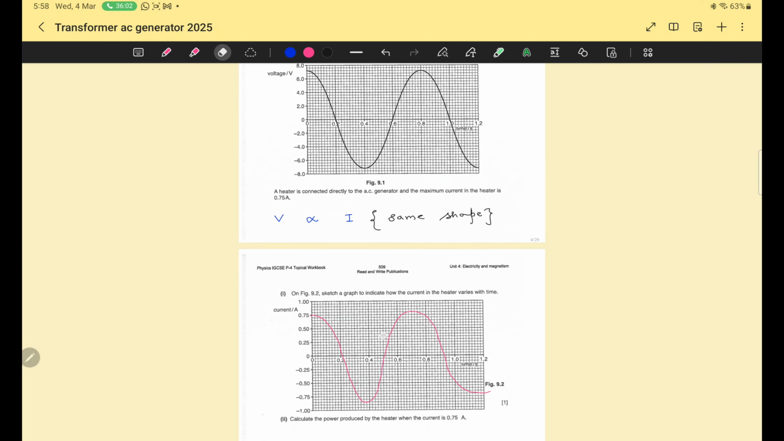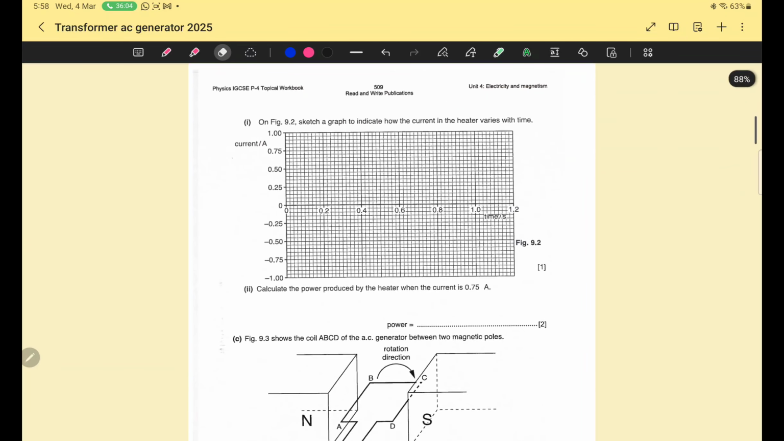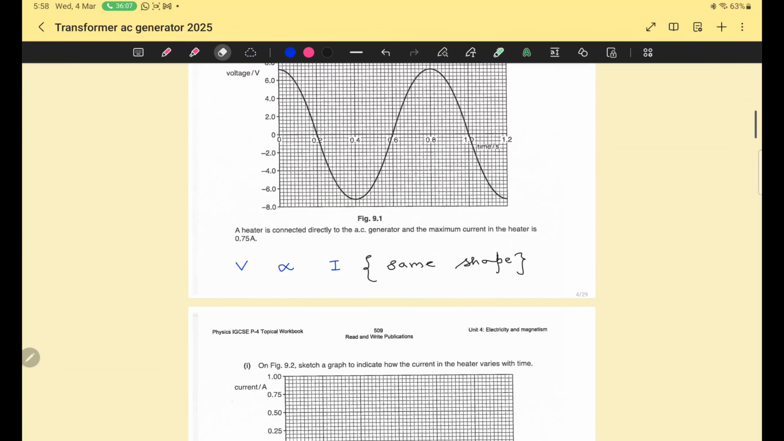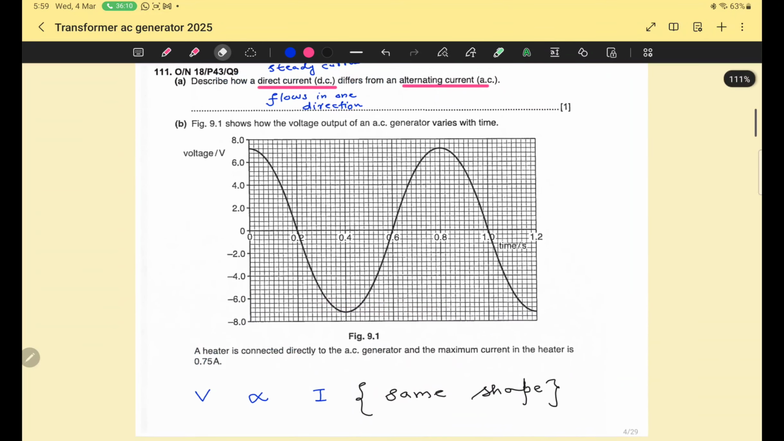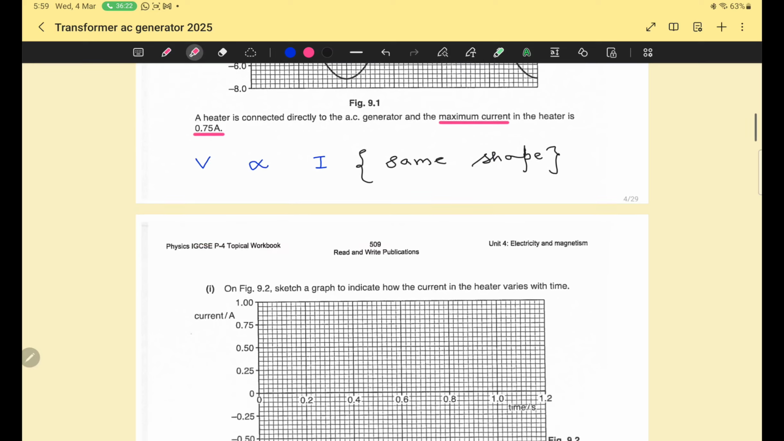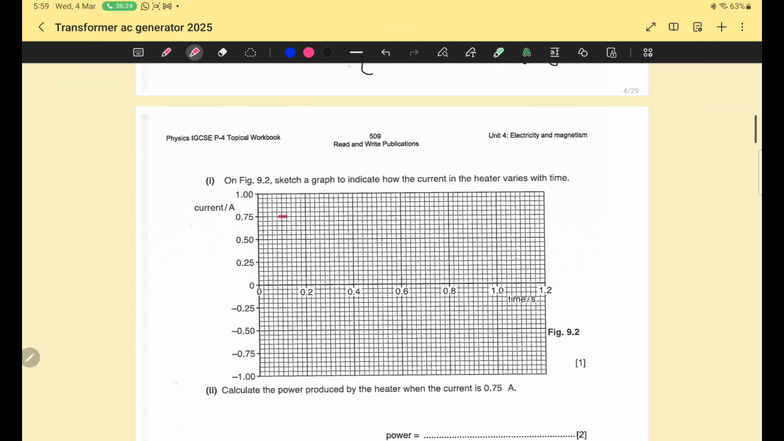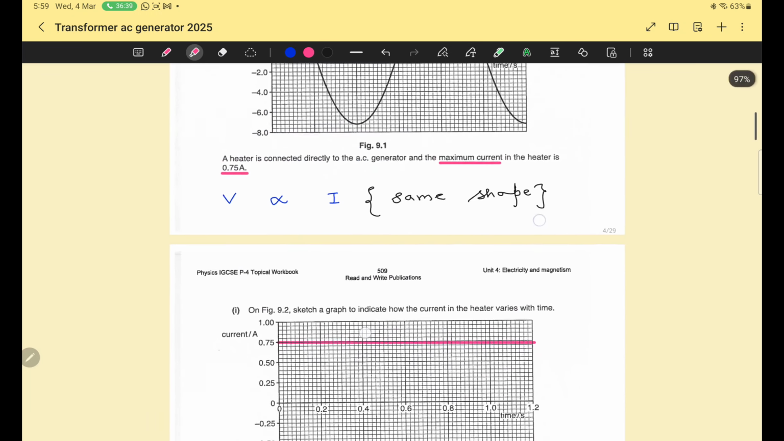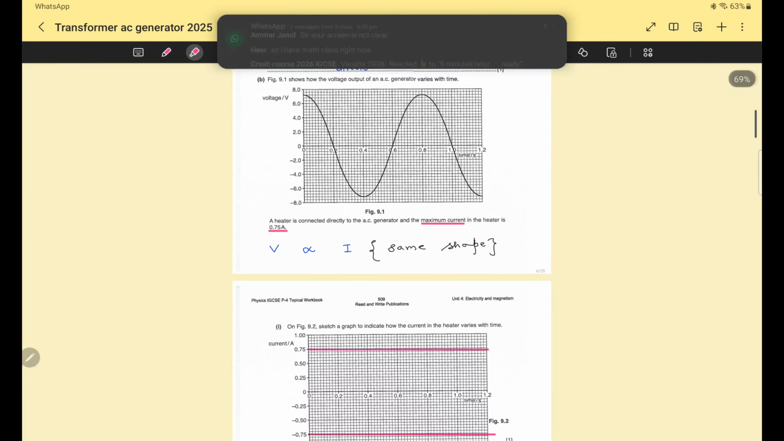Number two, we are given some values, so we will draw the graph according to the values. What values are given? A heater is connected to an AC generator, and the maximum current is 0.75 ampere. So I am drawing a boundary in which I have to draw this graph. This is the boundary. Number two, the graph cycle.